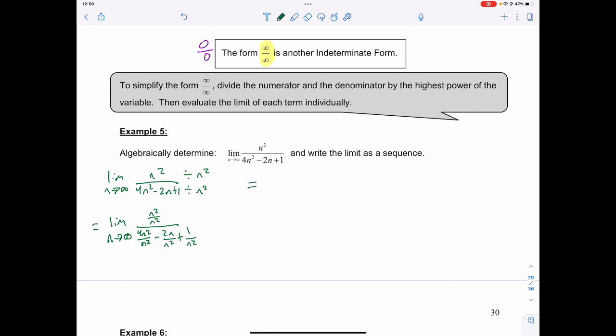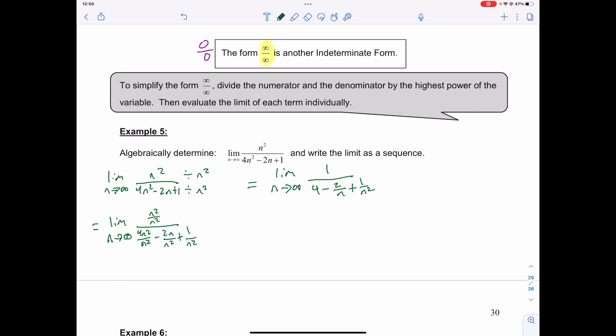This is going to equal the limit as n approaches infinity. Once we simplify it, n squared over n squared is just 1. 4n squared over n squared is just 4. 2n over n squared is 2 over n, once I simplify it. And then I can't really simplify the 1 over n squared, so I just call that 1 over n squared.